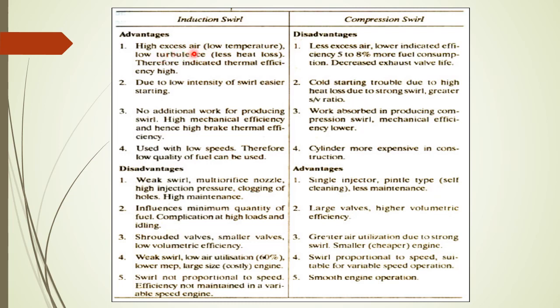In induction swirl, the first advantage is high excess air, therefore the indicated thermal efficiency is high. In compression swirl, there is less excess air, therefore lower indicated thermal efficiency. It means in induction swirl heat loss is less, while in this case heat loss is more.